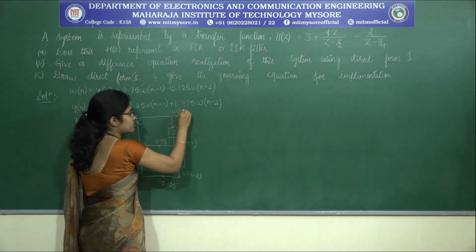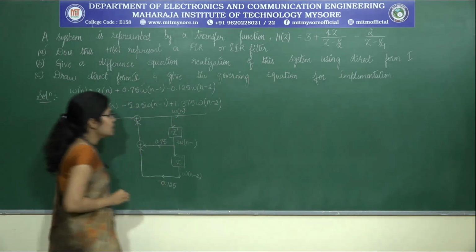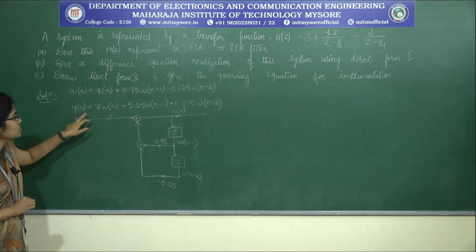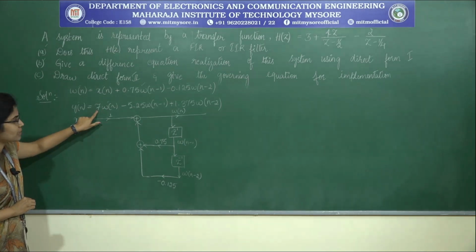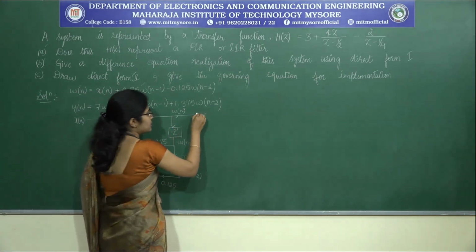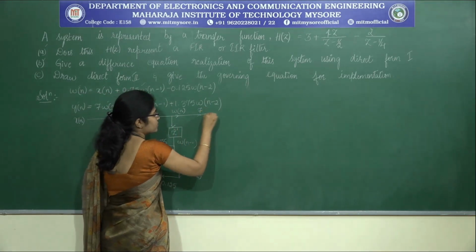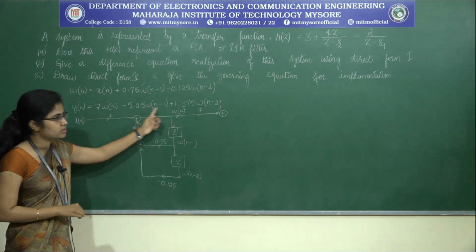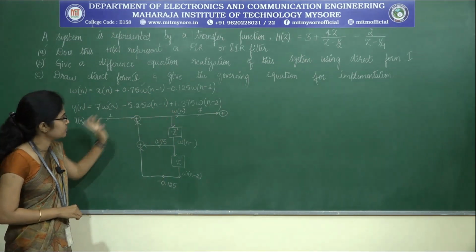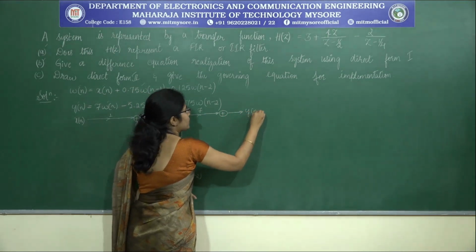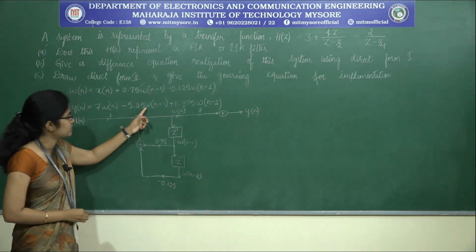I will write it here. So, w of n is here. Now, w of n is acting as input and y of n is the output. So, w of n should be multiplied with 7 and it should be given to an adder. If I take all these terms and give them to an adder, we are going to get the output y of n.